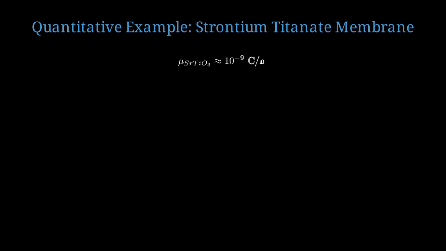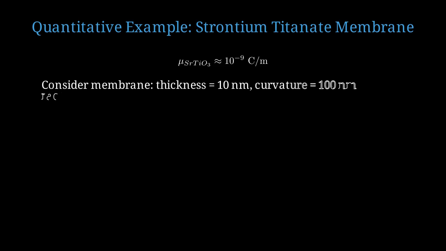The flexoelectric coefficient for strontium titanate is approximately 10 to the minus 9 coulombs per meter. Consider a strontium titanate membrane with thickness of 10 nanometers bent to a radius of curvature of 100 nanometers. The polarization is mu times 1 over R, which gives us 0.01 coulombs per meter squared. This is a huge polarization comparable to strong ferroelectrics.